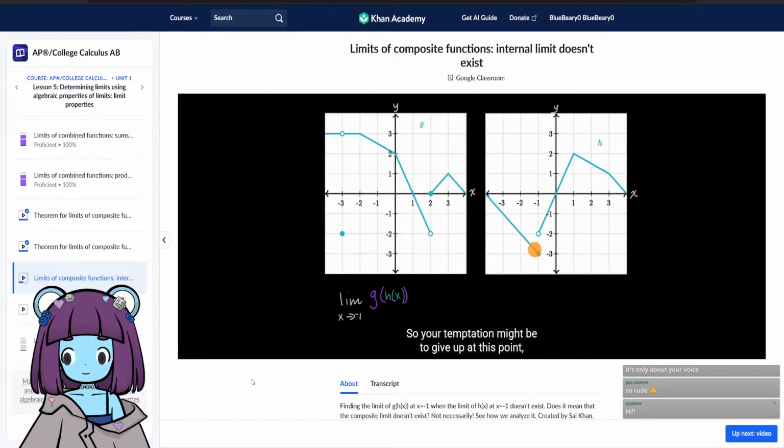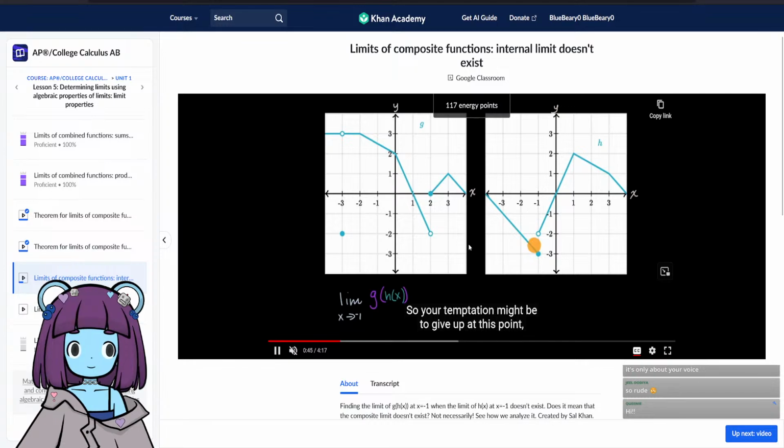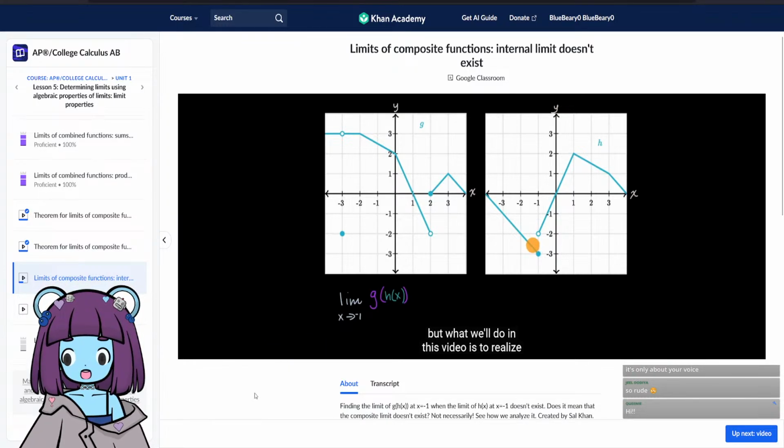From the left. Want to realize, well, they don't exist on both ends. Of x does not exist.